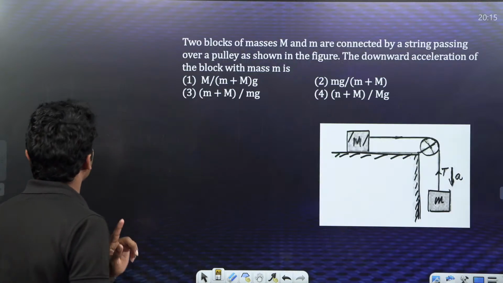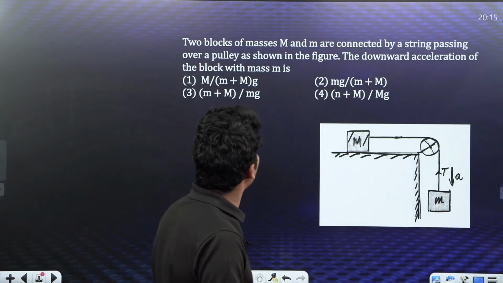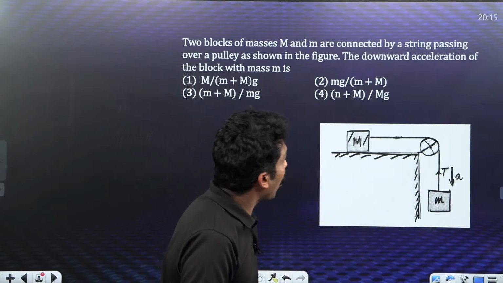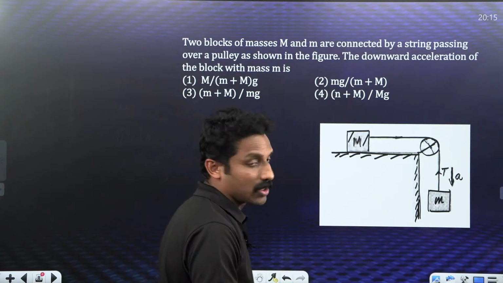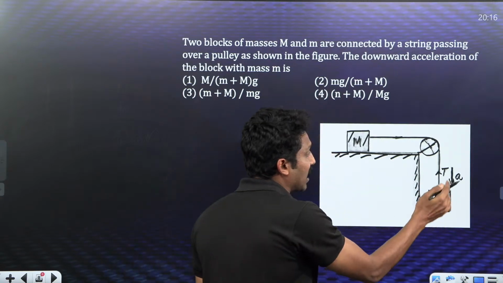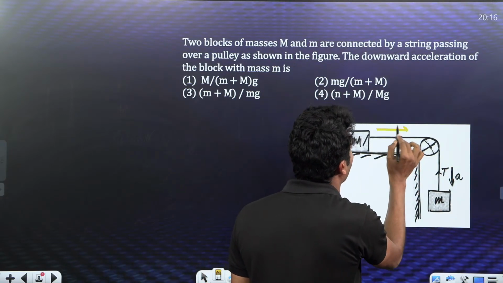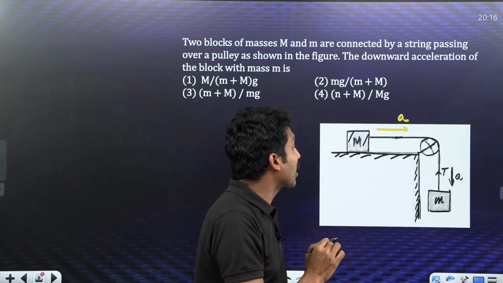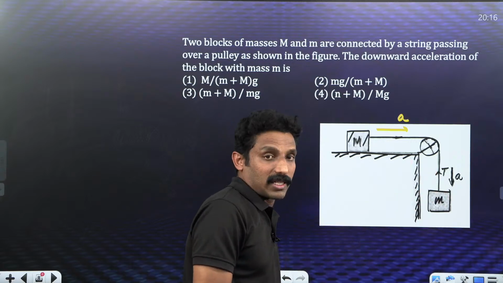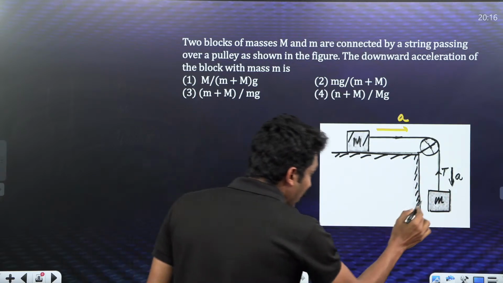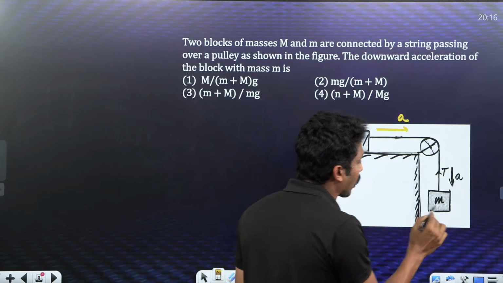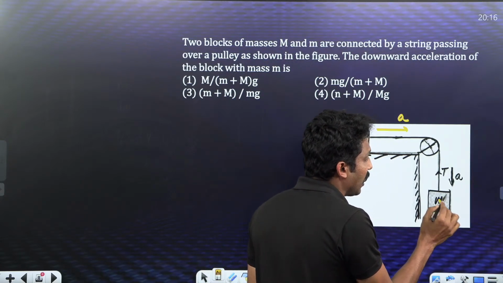The next one is: two blocks of masses M and m are connected by a string passing over a pulley as shown in the figure. What is the downward acceleration of the block with mass M? See, if this block M is accelerating downward, this block is accelerating forward in this way. It is also having acceleration A. Now, what is this A asked in the question? Here we can draw the free body diagram, otherwise we can apply Newton's second law. The net force acting on it is MA.